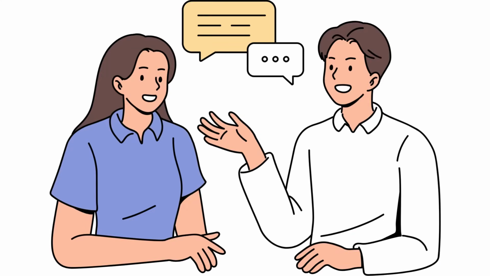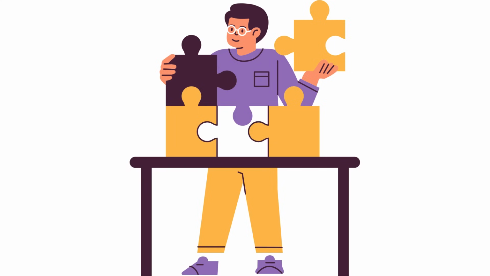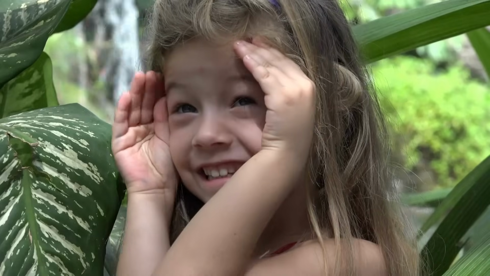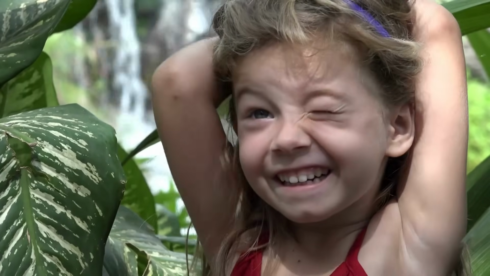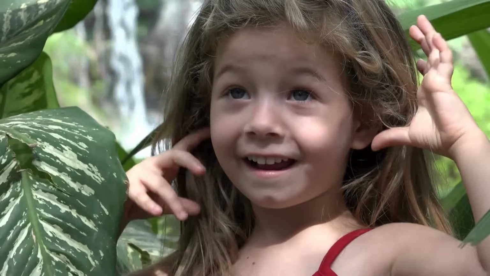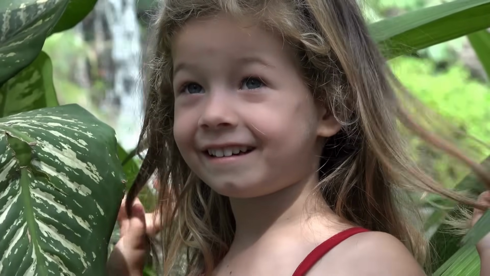5. Role-playing. Tool: Role-playing allows children to practice social skills and problem-solving in a safe environment. It helps them develop confidence and prepare for real-life situations. Example: a shy child might engage in role-playing scenarios where they practice initiating conversations with peers, building their social confidence.